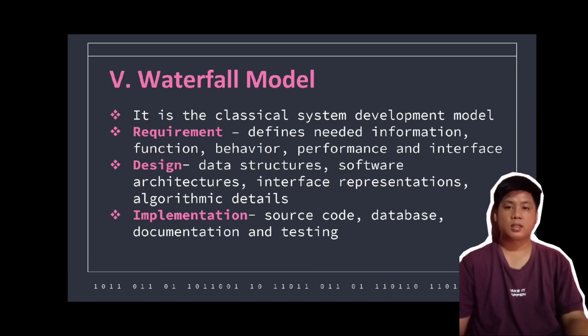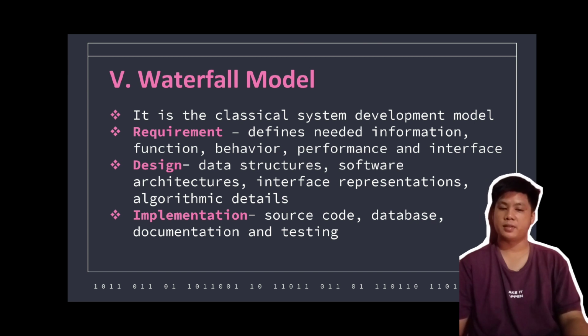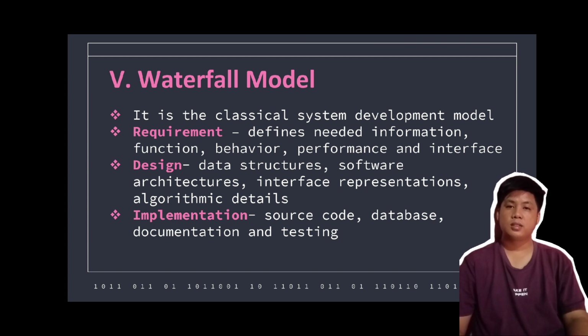The first one is the waterfall model. It is the classical system development model. Requirements define needed information, function, behavior, performance, and interface. Design: data structures, software architectures, interface presentations, algorithm details. Implementation: source code, database, documentation, and testing.